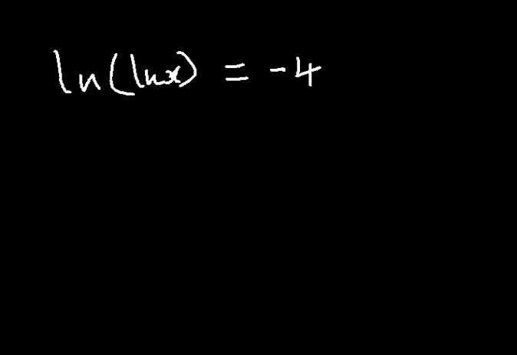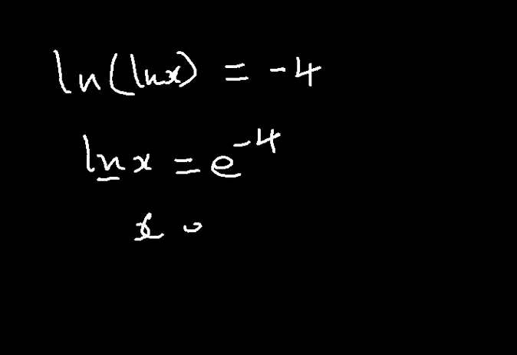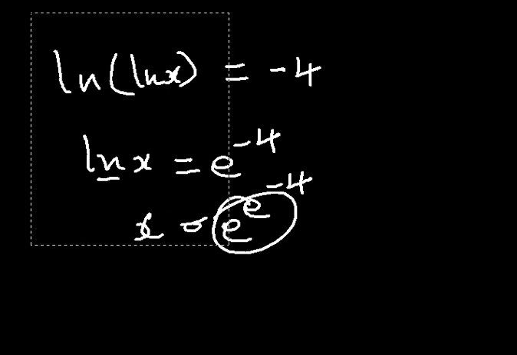Now we can see that we have the ln x, which is also under the outer ln. So we have to delete the first ln, in the sense that we have ln x equal to e to the power -4. And we also have to delete the other ln, where we have x equal to e to the power -4. So this is the solution. You should get that.